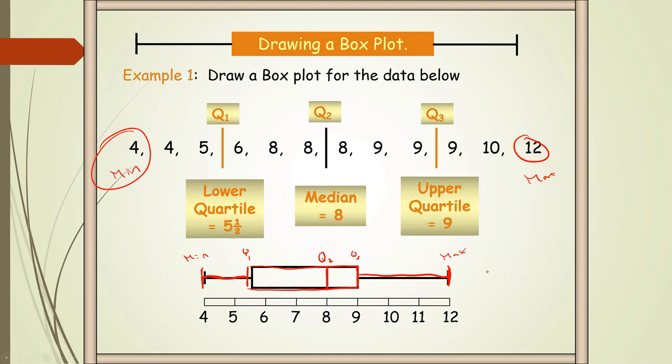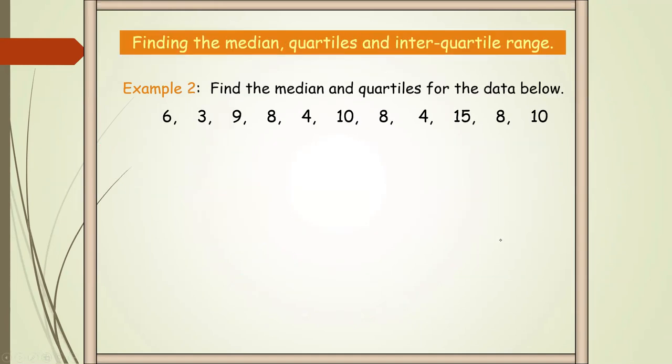All right, I did want to burn through that by hand because I want to show you how to use your calculator for this next one. So let's do this one more time. I want to take this data set, this second example: 6, 3, 9, 8, 4, 10, 8, 4, 15, 8, and 10. And I want to show everybody how to use your calculator to find the median, all the quartiles, and the interquartile range. And then this is where it's going to get really tough: we're going to have our calculator sketch the box plot for us.